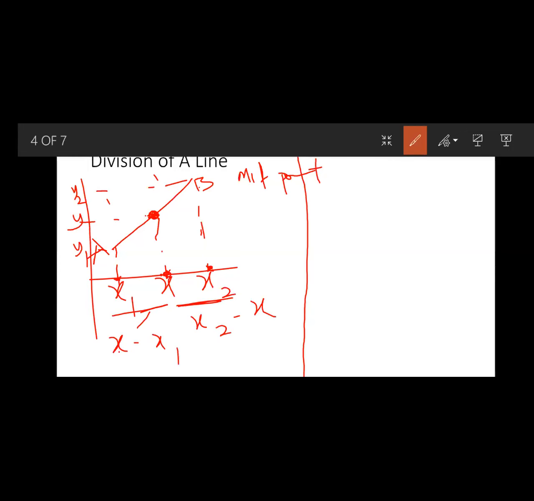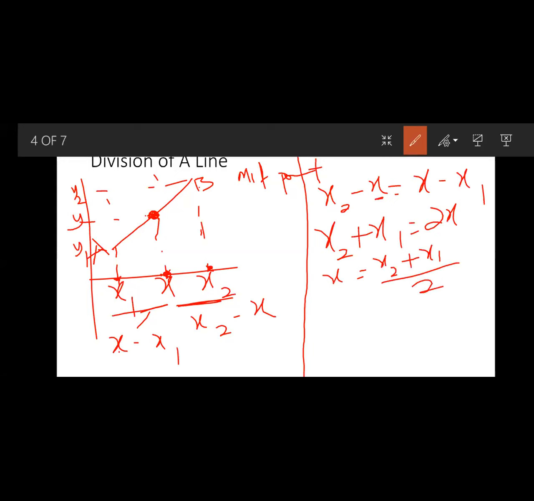So you equate them. When you equate them, we have x2 minus x equals x minus x1. Make x the subject of the formula. Bring this one here. We have x2 plus x1 equals 2x. Divide both sides by 2. So it means that our x will be equal to x2 plus x1 over 2.